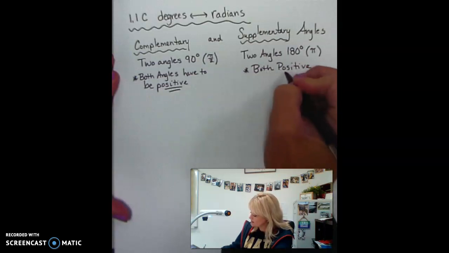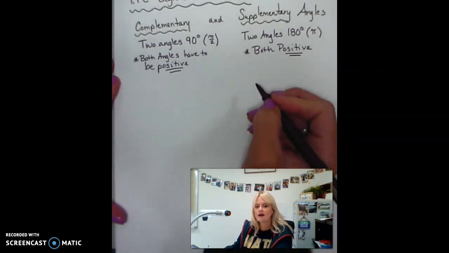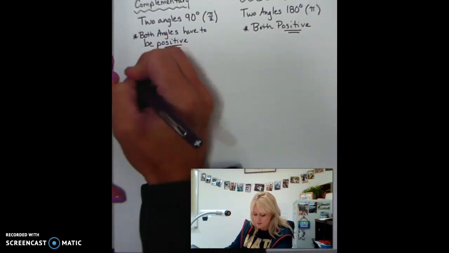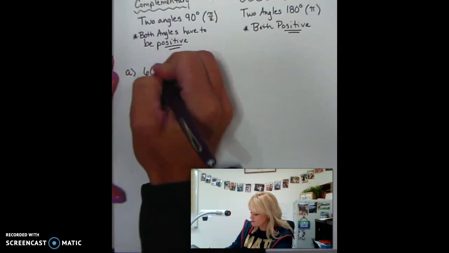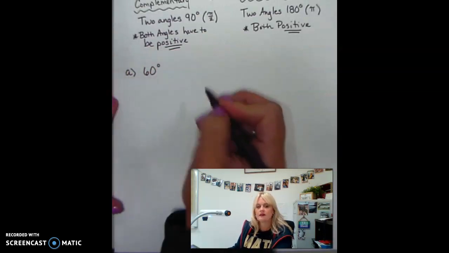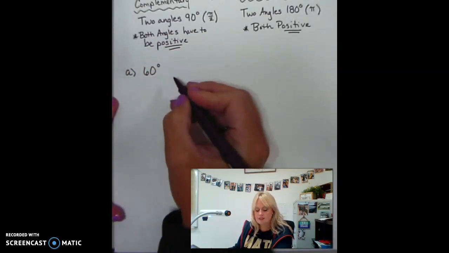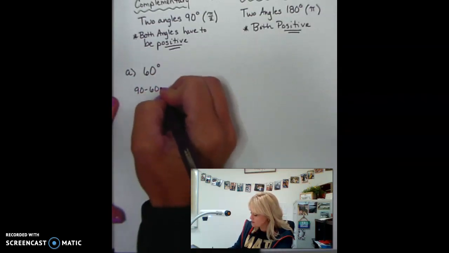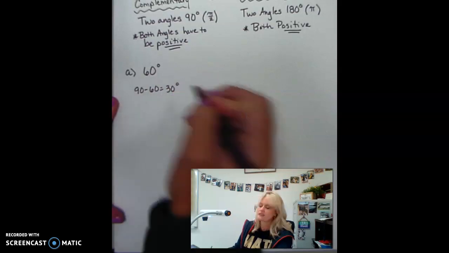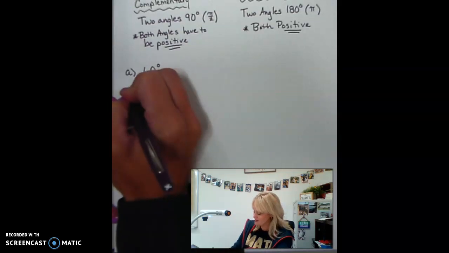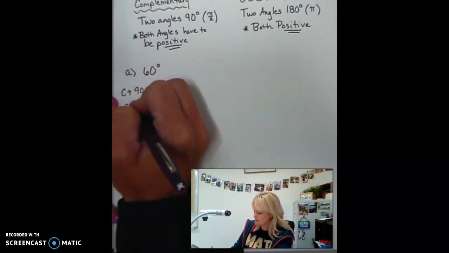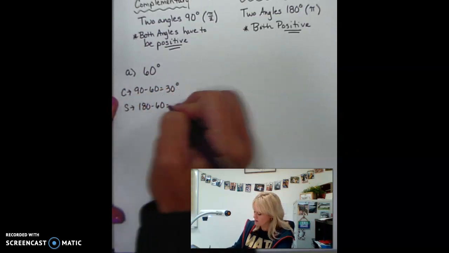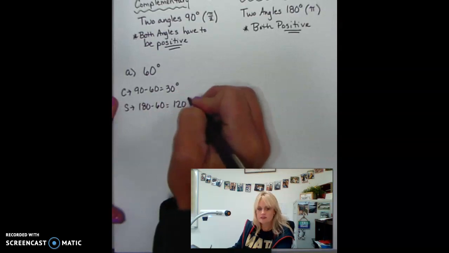So if I asked you to find complementary and supplementary angles for 60 degrees, okay, complementary are two angles that add up to 90, so 90 take away 60 is 30 degrees. And the supplementary angle is going to be 180, take away 60, or 120 degrees.